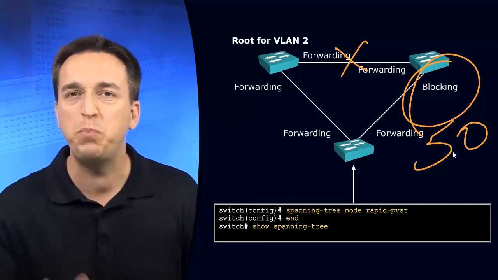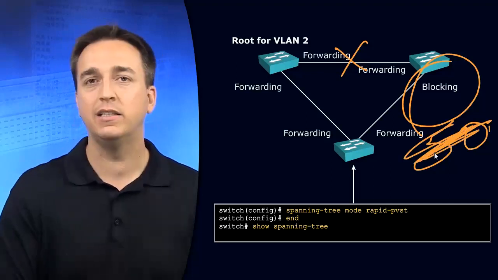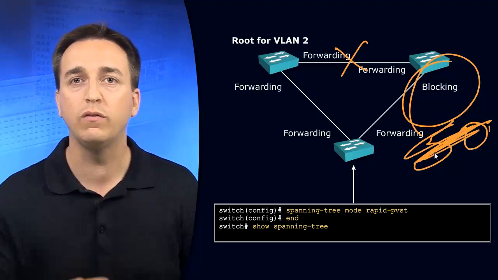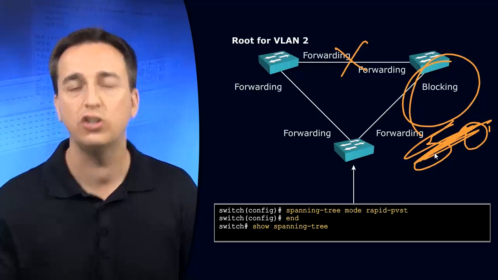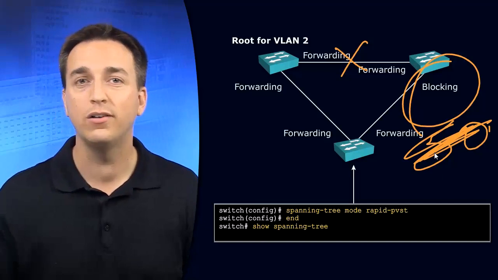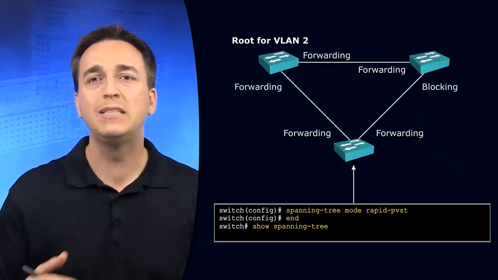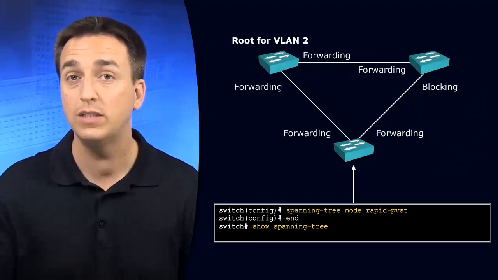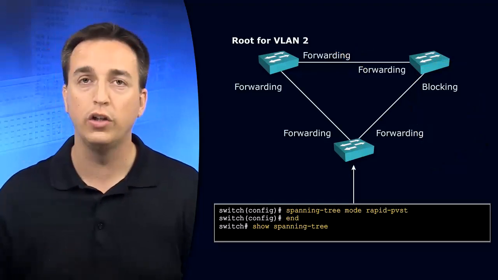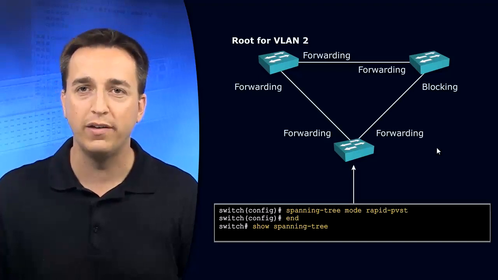So how can we speed up this process? How can we eliminate this 50 seconds and make the convergence, the change in the topology, happen within a second or less? Well, we use rapid spanning tree protocol, or for Cisco, it's called per VLAN rapid spanning tree plus.